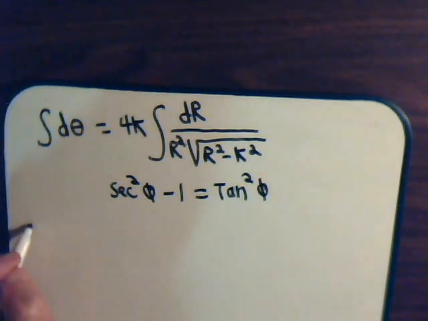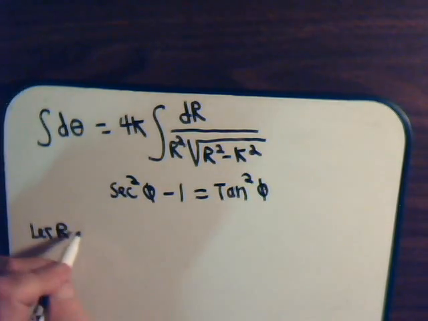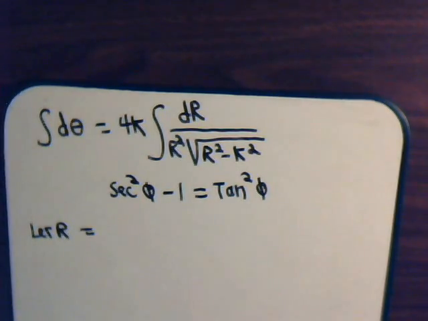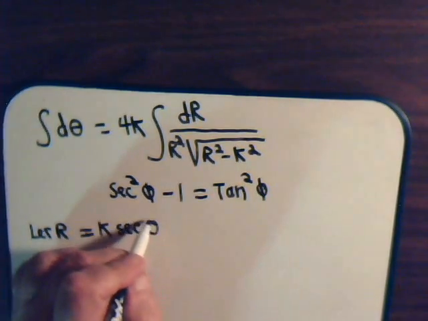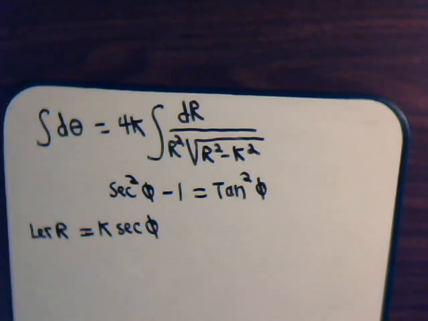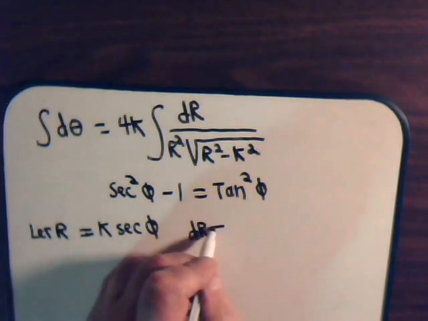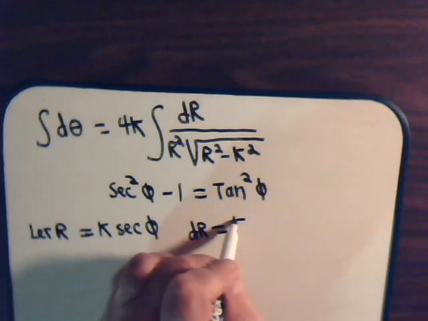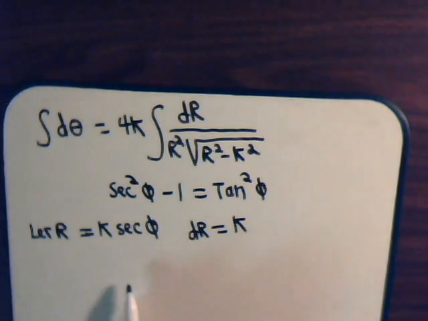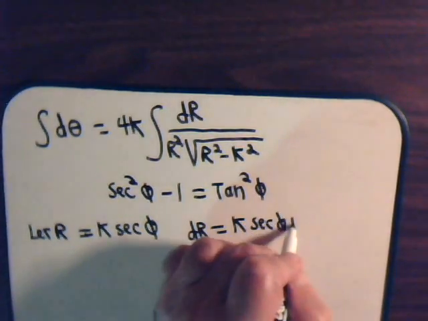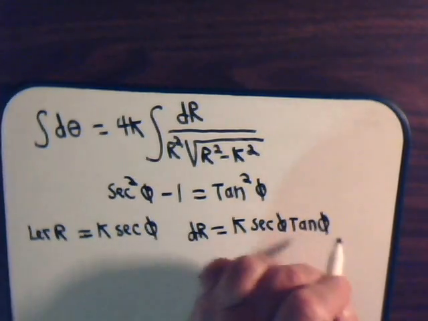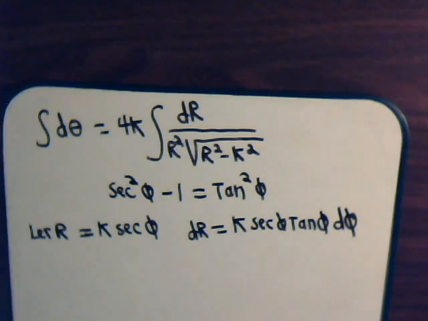We'll say let r be equal to, and we want to have a 1 over here eventually, so let's say r equals k times the secant of psi. Now if we do that, what is dr going to equal? So dr will equal k, and the derivative of the secant of psi, that is secant psi times the tangent of psi d psi.